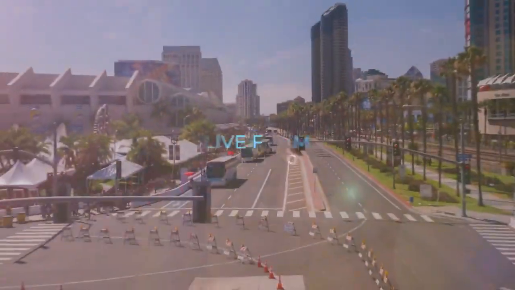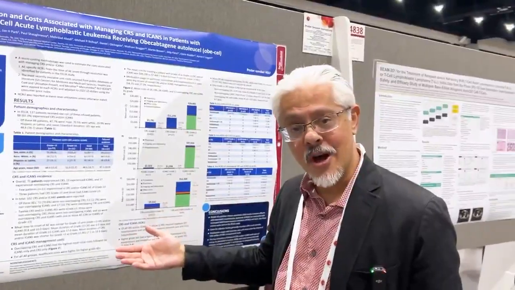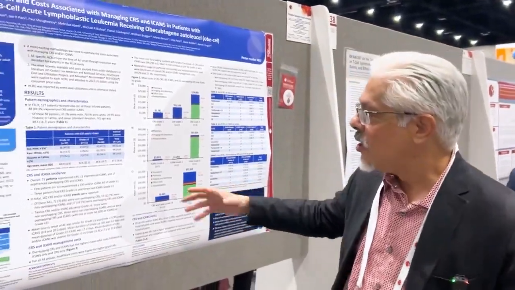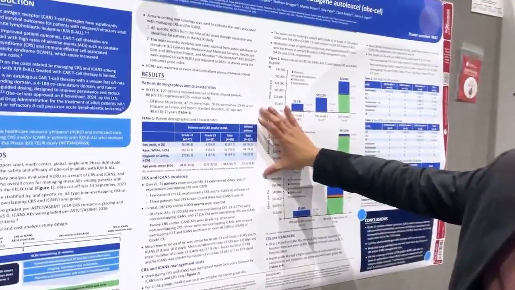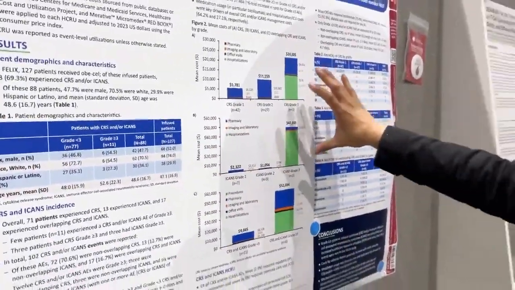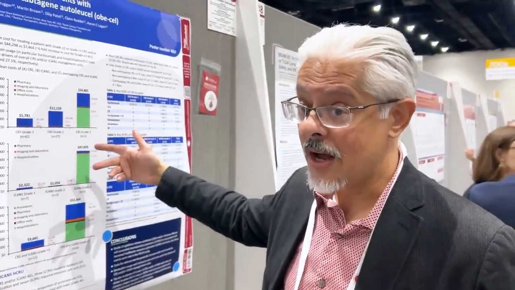This is a poster looking at healthcare resource utilization and costs associated with obecabtagene autoleucel, a newly approved CAR T-cell therapy for B-cell ALL. What we really wanted to focus on in this poster was, one, who is getting high-grade toxicity, and number two, how does that toxicity inform healthcare resource utilization and overall costs as a consequence.